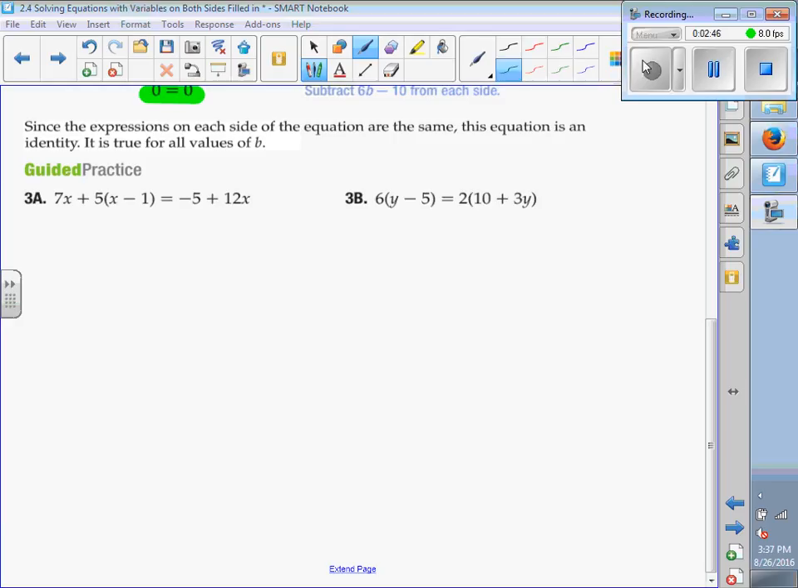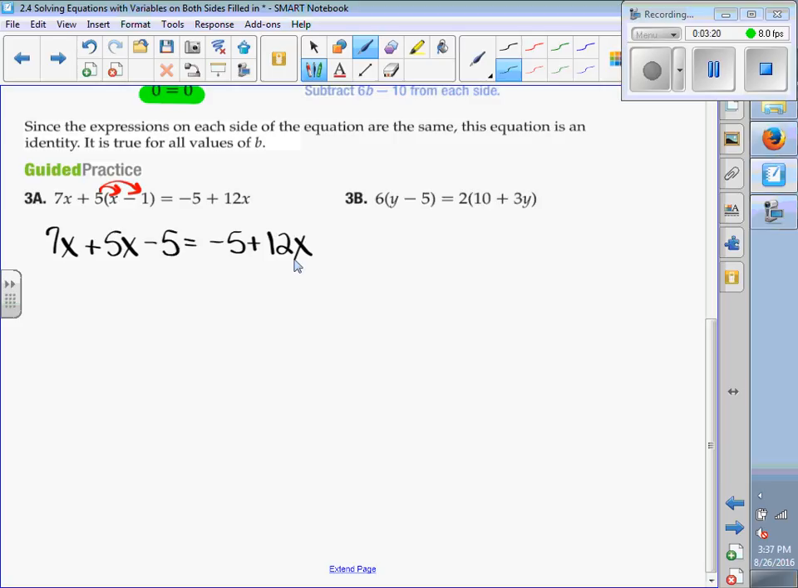All right. So the first thing we want to do is get rid of the parentheses. And how will I get rid of the parentheses? Very good. We're going to use the distributive property. So we end up with 7x plus 5x minus 5 is equal to negative 5 plus 12x. Right? Now we can combine like terms.